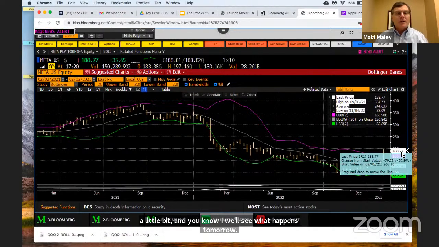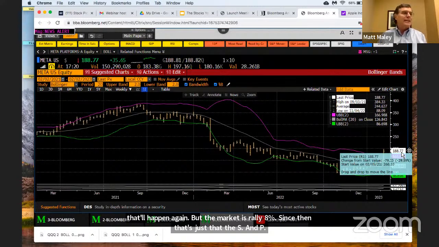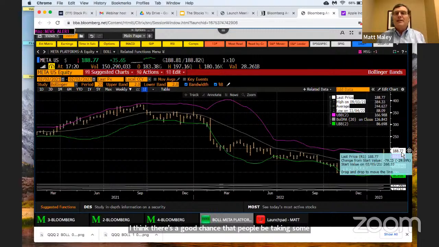What happened after Microsoft reported? Everything opened down and the market bounced right back. Maybe that'll happen again. But the market has rallied 8% since then. That's just the S&P. The Nasdaq's rallied over 10%. I think there's a good chance that people will be taking some chips off the table after this big run, and you'll do well. If it really gets cracked tomorrow and you make some nice profits, especially if you double your money, you want to at least sell half, because you just never know what's going to happen next week.